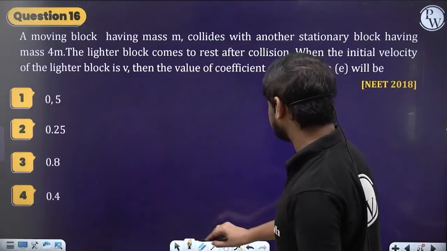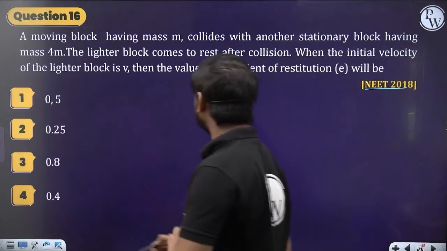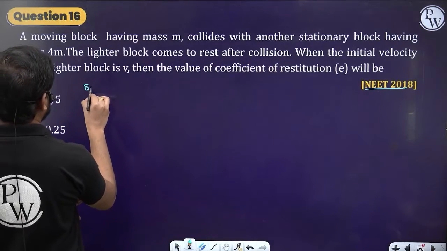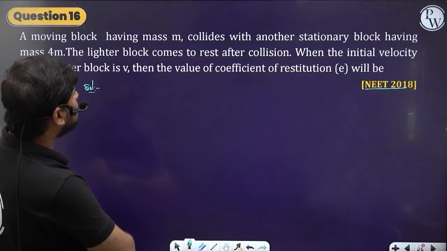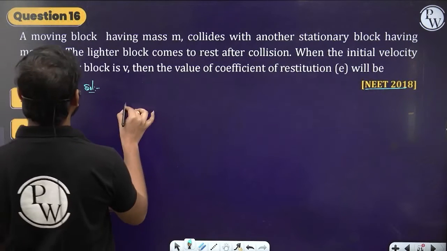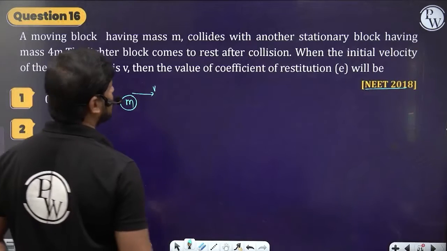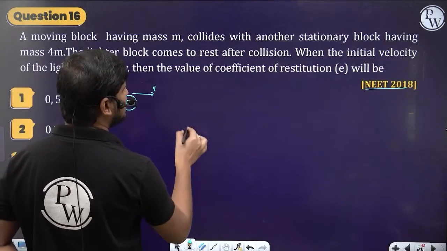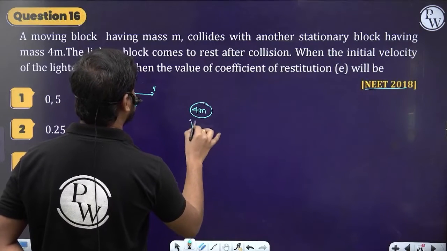So question number 16, which was asked in NEET 2018. What does the question say? A moving block having mass m collides with another stationary block having mass 4m. So this is a moving block. Let's suppose it's moving with velocity v. It collides with another stationary block of mass 4m, which is actually at rest.